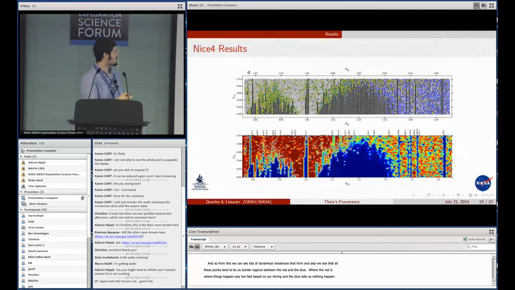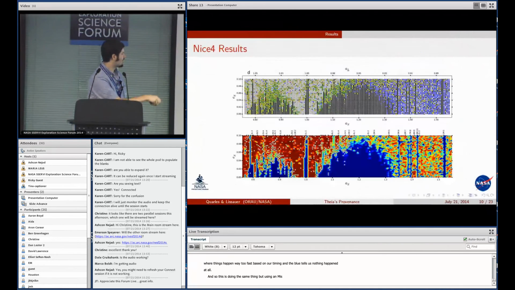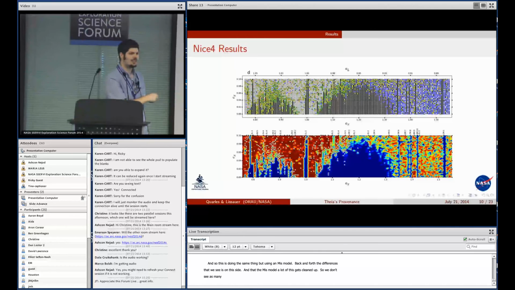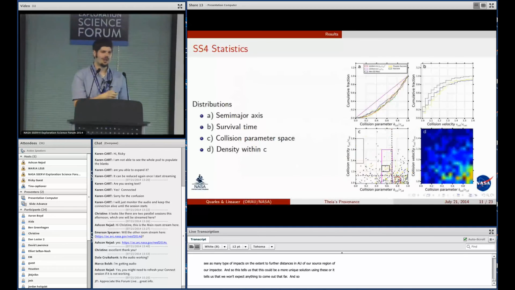And so this is doing the same thing, but using a NESF model. So we can flip back and forth. The thing that we see most differences is on this side, in that in the NESF model, a lot of this gets cleaned up. And so we don't see as many types of impacts when we extend to further distances in AU of our source region of our impactor. And so this tells us that this could be a more unique solution, or it tells us that we won't expect anything to come out that far. And so that puts another constraint on our velocity distribution.